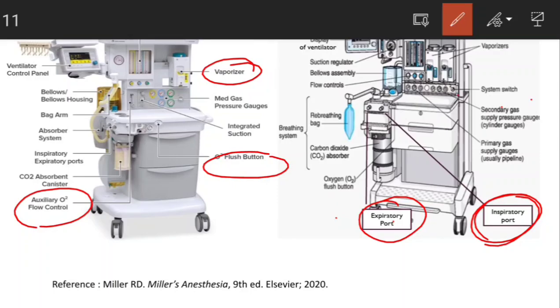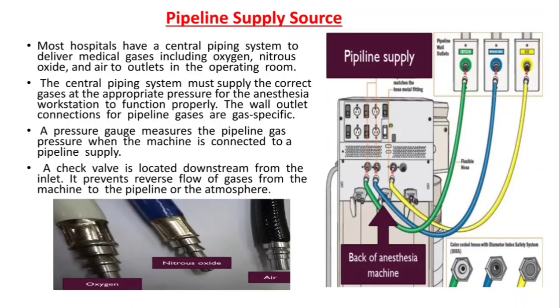Then we have the oxygen flush button here. Pressure gauges measure the pressure of the gases. Then the oxygen flush button delivers a rapid, high-flow burst of 100% oxygen directly to the patient, and that is mainly for emergencies.